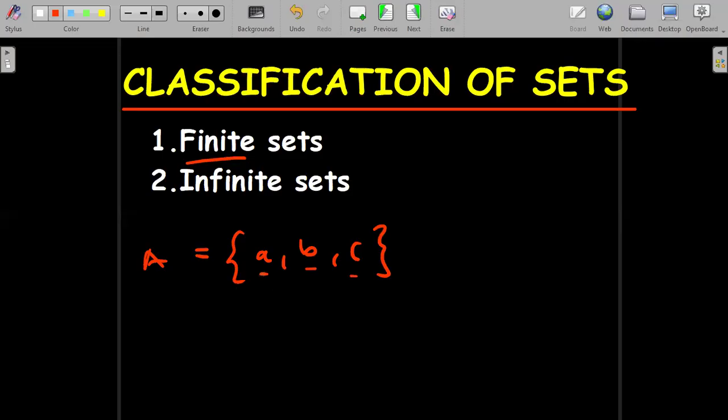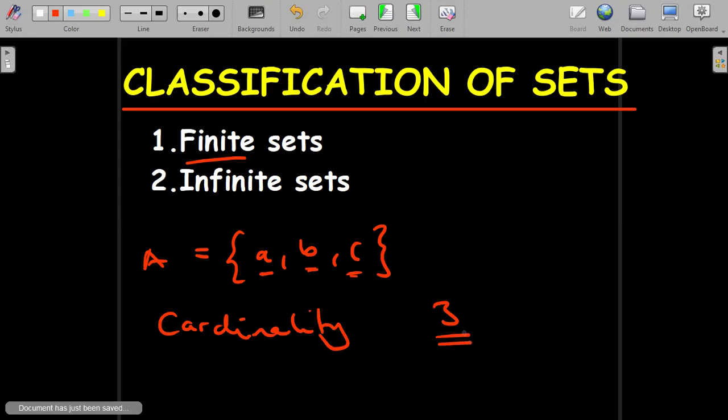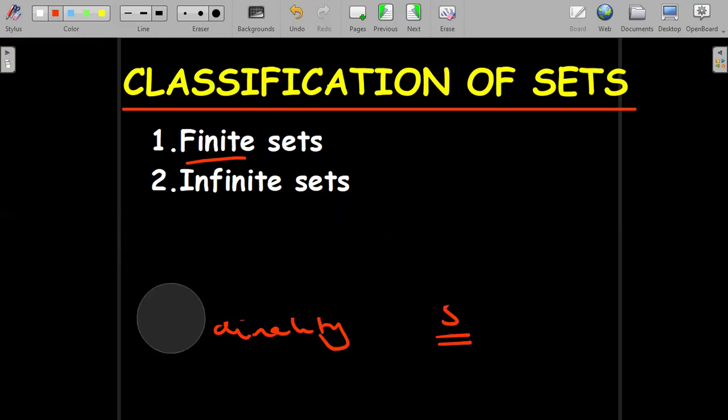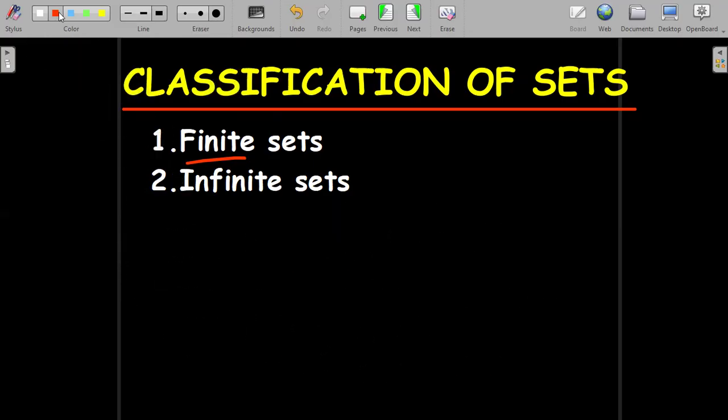Like this one here, we have 3 elements. The number of those elements is called the cardinality. So the cardinality of set A is just 3. The number of elements in set A is just 3, so it's a countable set. You can count that. The cardinality is 3. Okay, so infinite sets are sets that we can say are unlimited.